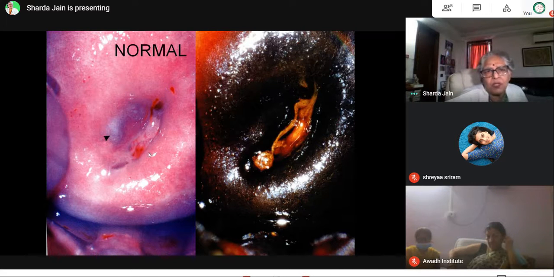You would think, the cervix was looking so beautiful, where did this CIN2 come from? And then when you stain it, you can see here the rest of the area is brown, but this particular transformation zone area shows an opaque area. If you take a biopsy from this darker opaque area, the confirmation comes as CIN2.